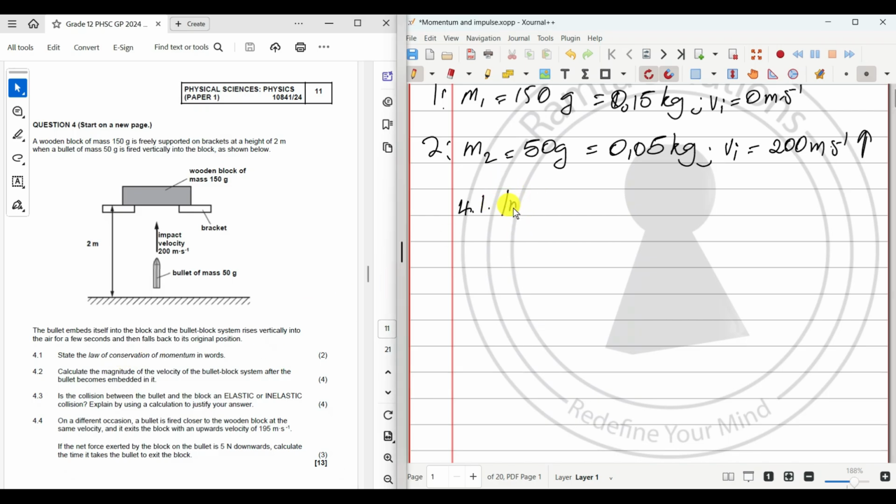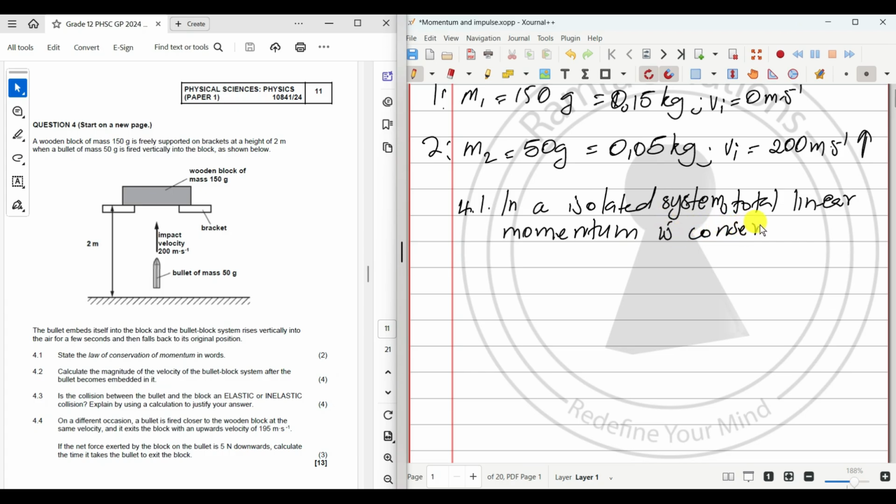4.1. State the law of conservation of momentum in words. In an isolated system, total linear momentum is conserved. So when you say you are slow, you must spend 13 minutes on this question, but you might even spend way less than 13. Remember, 1 mark, 1 minute.